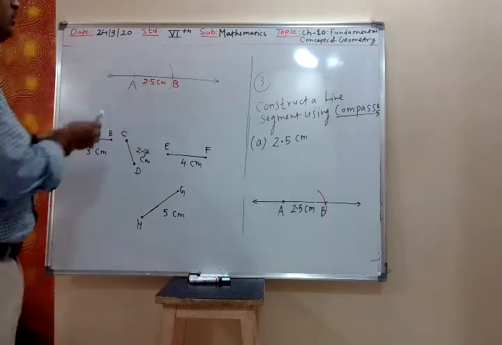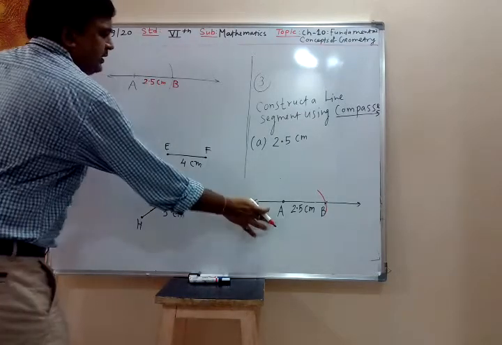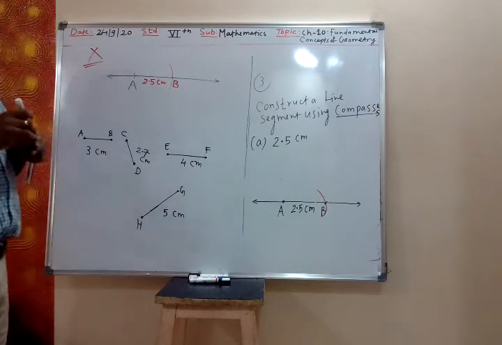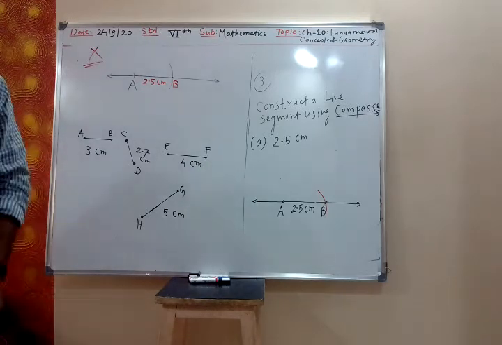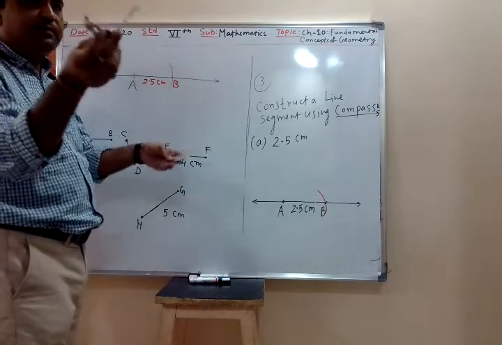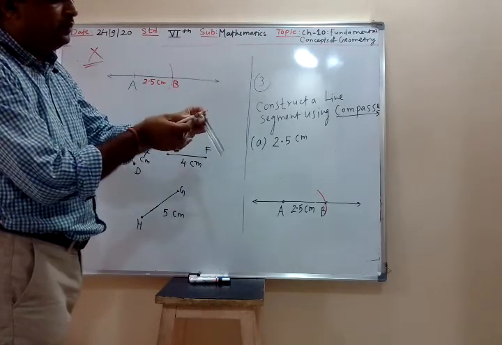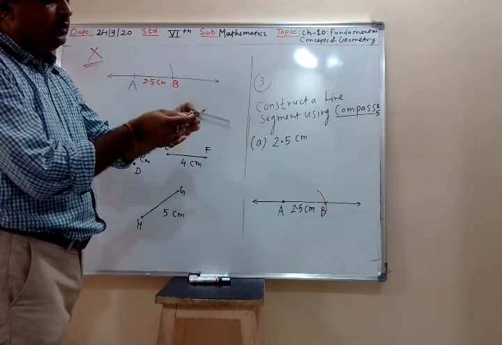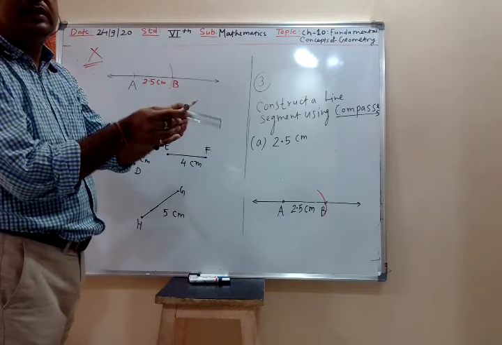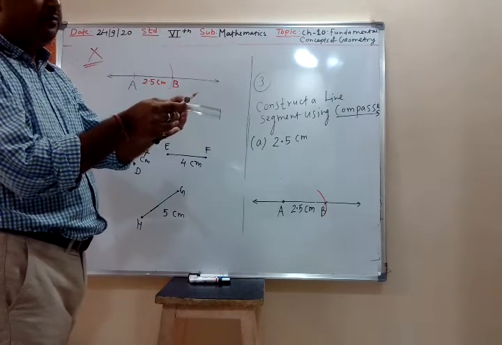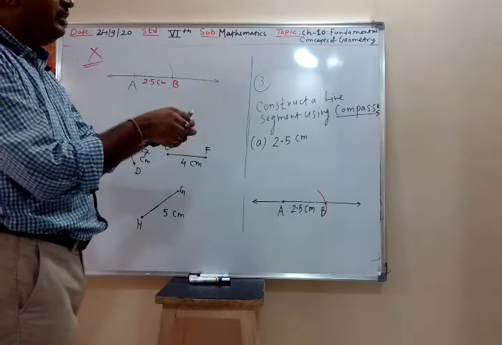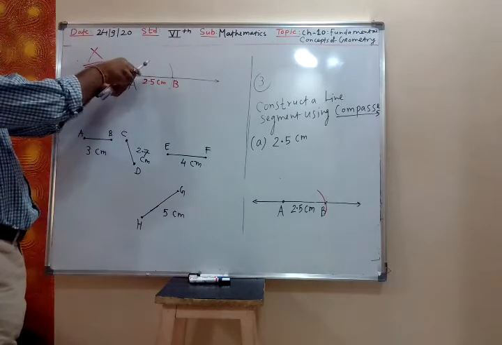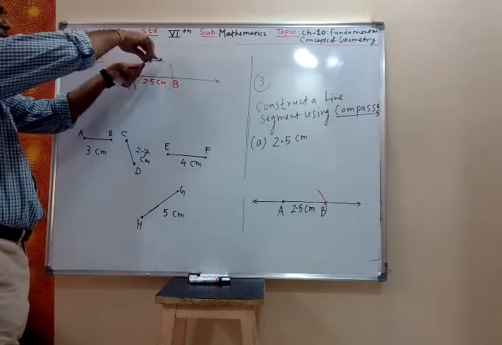You don't have to draw this. I am explaining this again from the beginning. You keep the pointed rounded tip at 0. At the beginning there is 0. Then take 2.5. Between 2 and 3 there is one small line, that is called 5. So take 2.5. After taking this 2.5, keep the rounded tip at A and draw one arc.